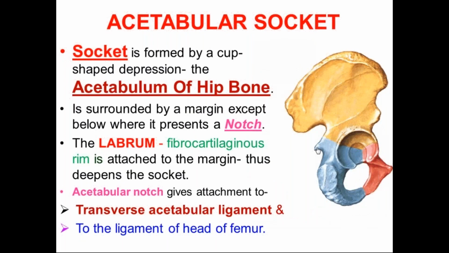Also, the socket is formed by a cup-shaped depression known as acetabulum of the hip bone. It is surrounded by a margin which is giving attachment to the fibrocartilaginous rim, the labrum, thus deepening the socket. Where the margin is absent, it is resulting in formation of a notch. This acetabular notch gives attachment to the transverse acetabular ligament and also to the ligament of head of femur.